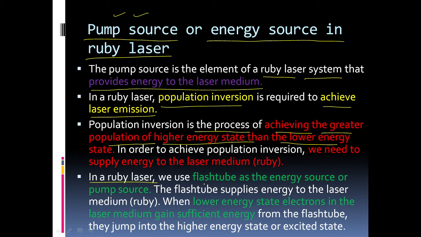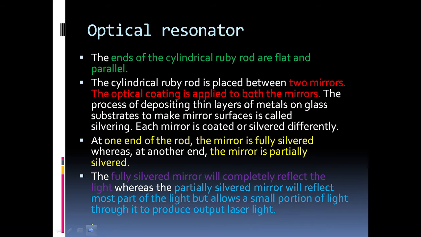In the Ruby Laser, a flash tube is the energy source or pumping source. When the lower energy state electrons in the laser medium gain sufficient energy from the pumping source and jump to the higher energy state or excited state, then we get a population inversion, with a large number of electrons in the excited level.